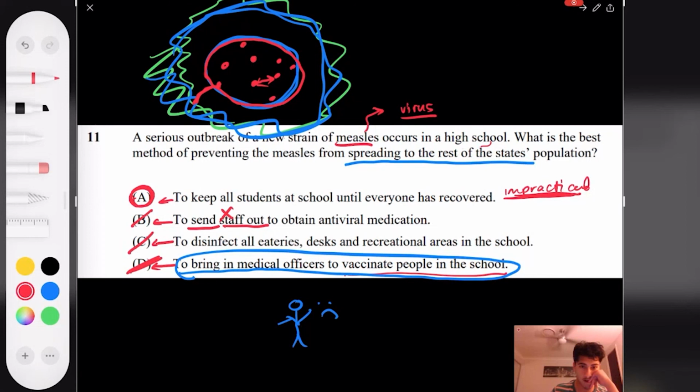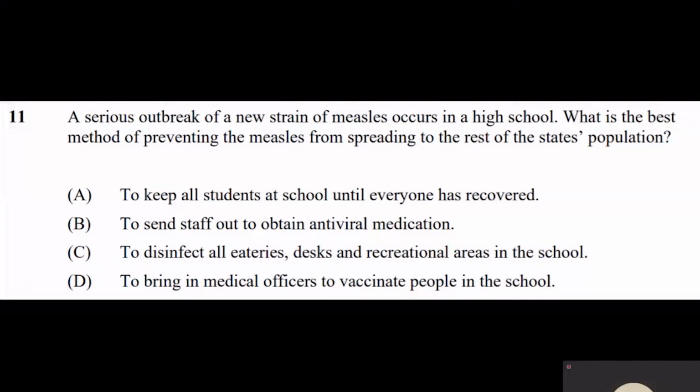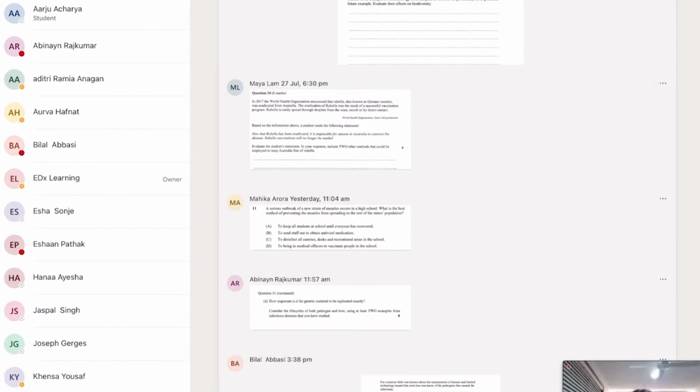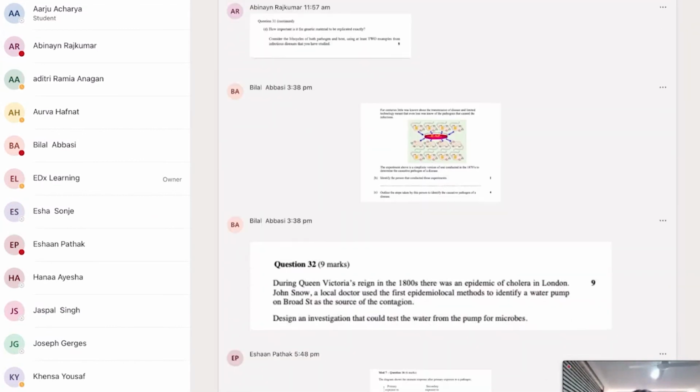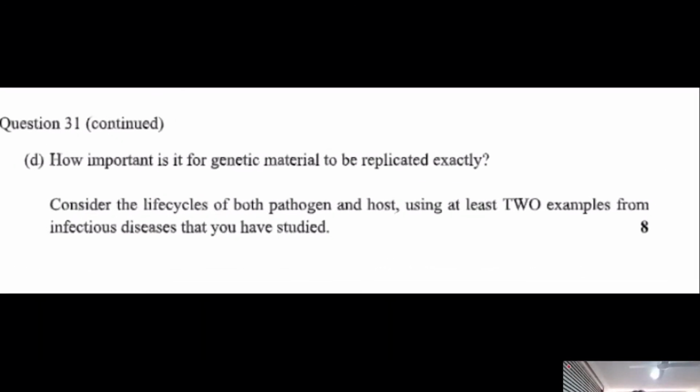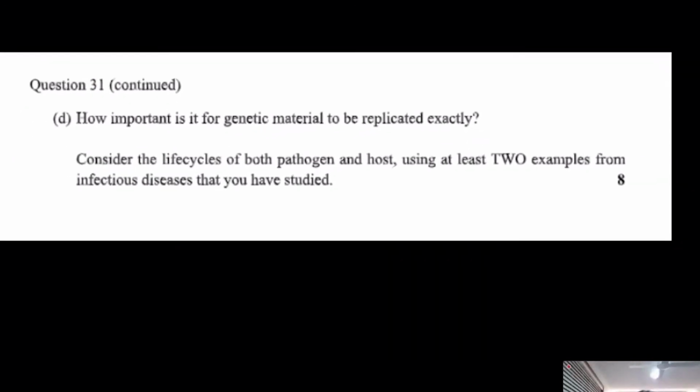The vaccinating is not the plan. Sometimes the people who write these papers, you have to realize they're also teachers. Sometimes they don't know the best practices for science. A bit worrying. Okay, this is a very good question. Thank you for putting this one up, Abhinay. We'll come to the 9 marker.